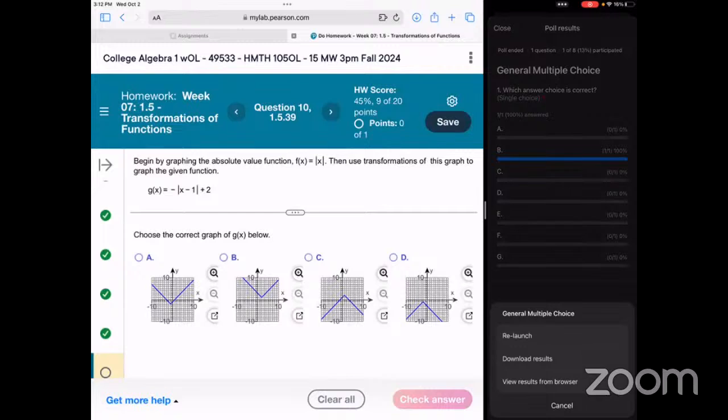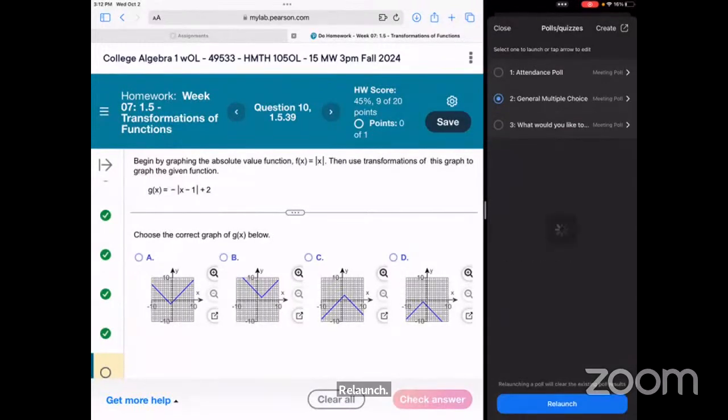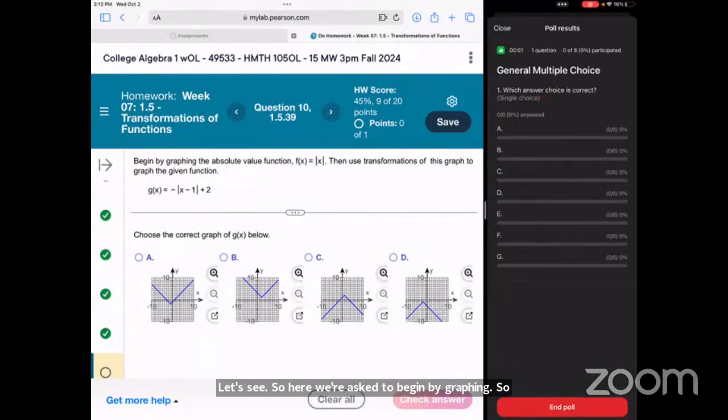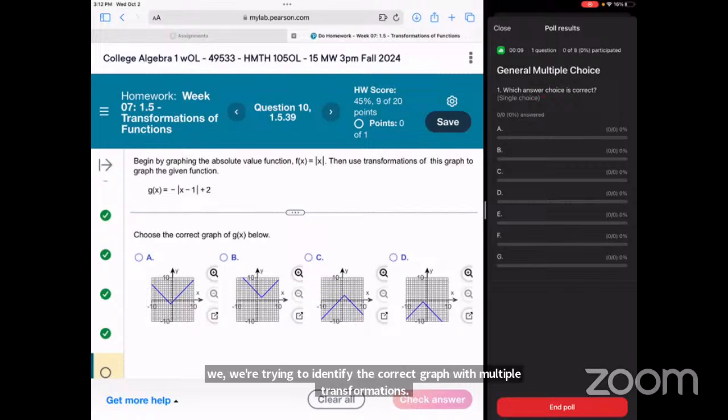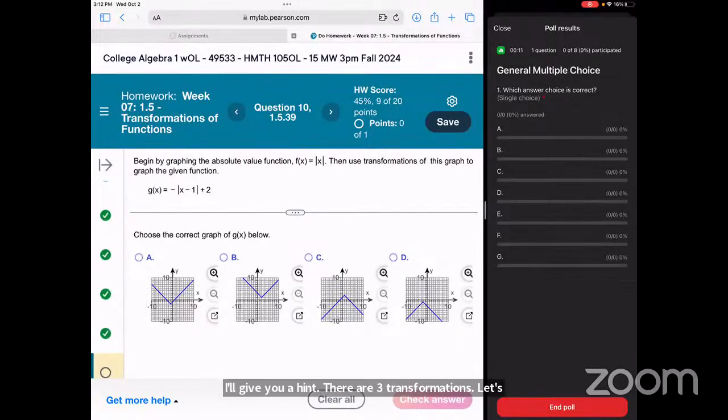Let's see. So here we're asked to begin by graphing. So the parent function here is absolute value of x. And we're trying to identify the correct graph with multiple transformations. I'll give you a hint. There are 3 transformations. Let's take at least 30 seconds to give this one a go.